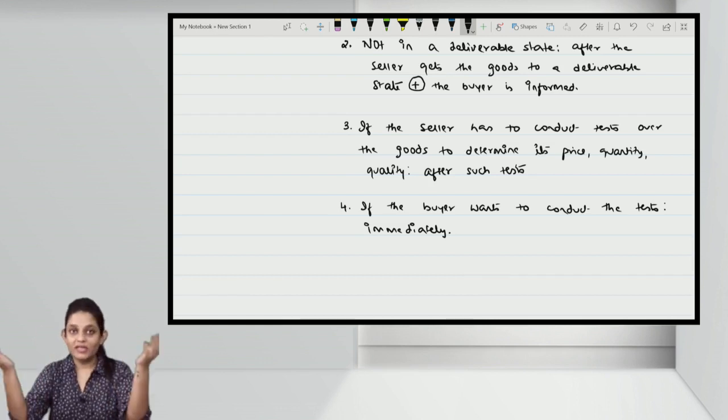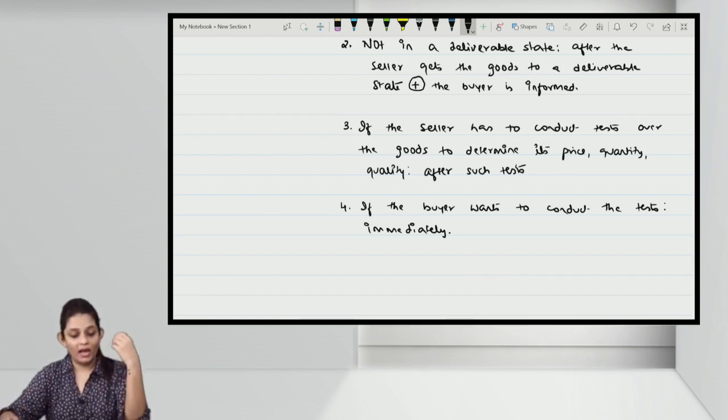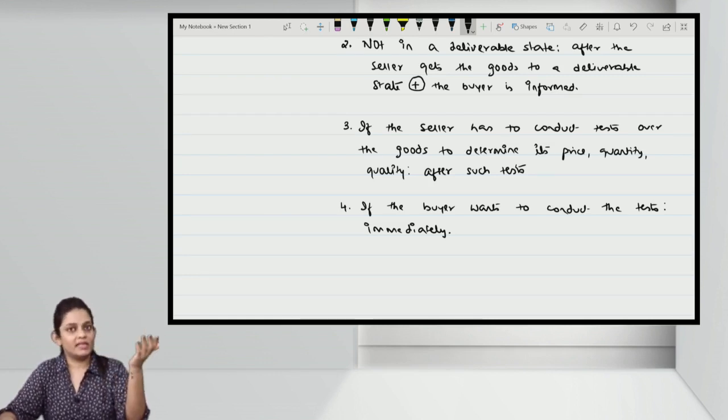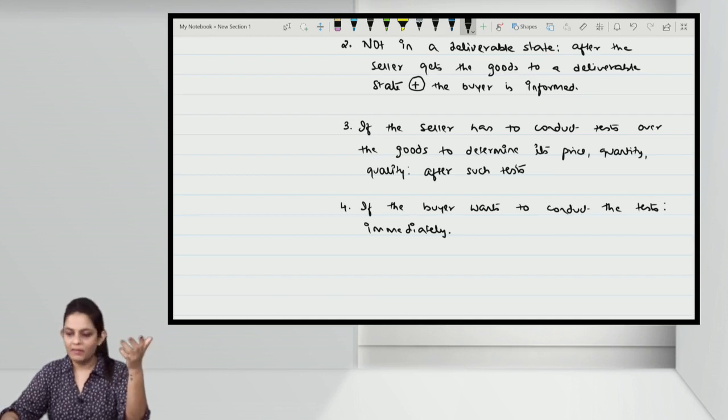But when he was accepting the goods, he could have said then and there, I accept the goods, but I want to examine the goods. Yes or no? Did he say? No. He said, okay, I am willing to purchase. The moment he said, I am willing to purchase the goods, the ownership has been transferred.